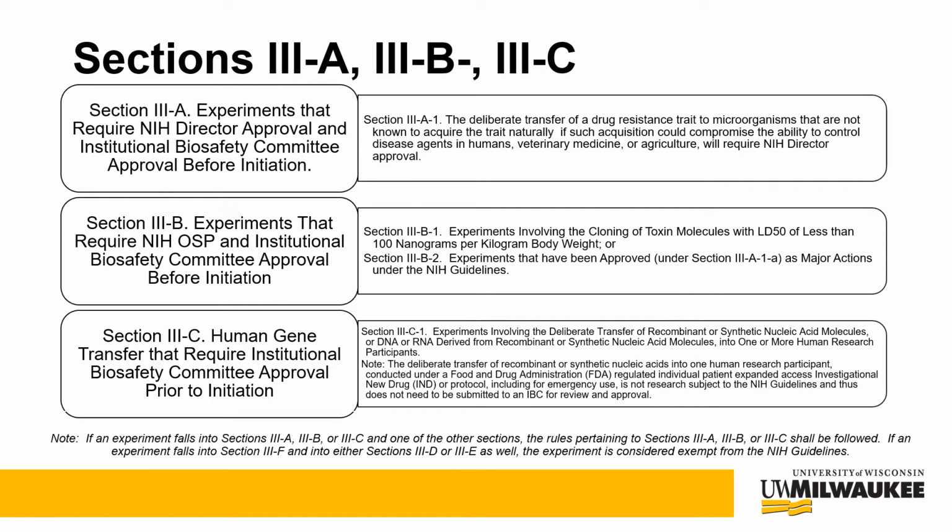Also note that if an experiment falls into Sections 3A, 3B, or 3C, and one of the other sections, the rules pertaining to Sections 3A, 3B, or 3C shall be followed. If an experiment falls into Section 3F and into either Sections 3D or 3E, the experiment is still considered exempt from the NIH guidelines.